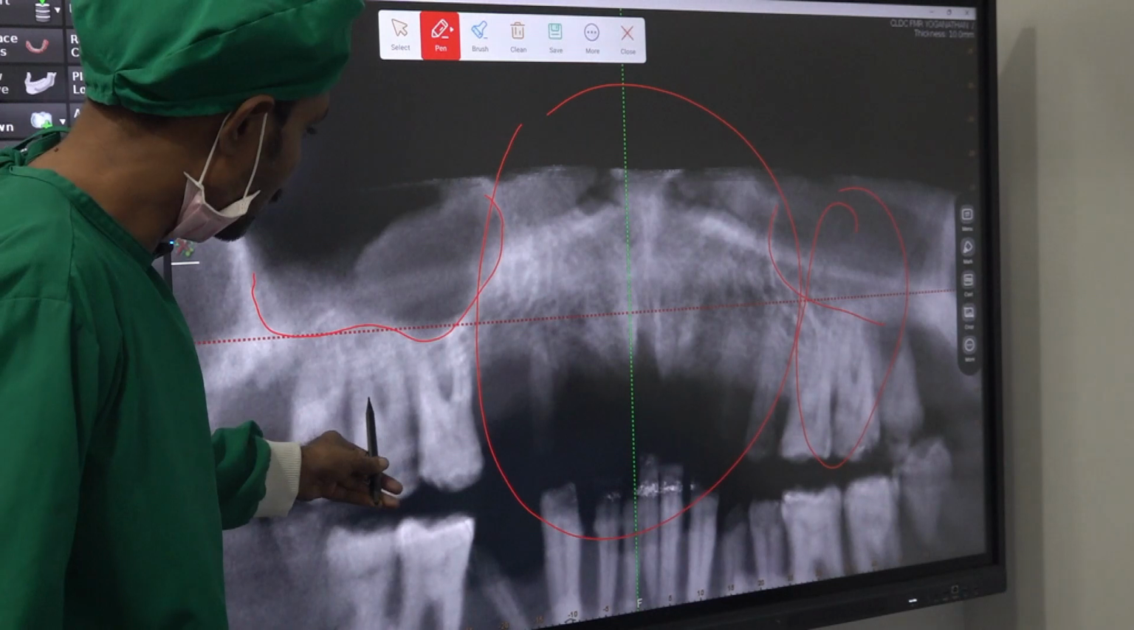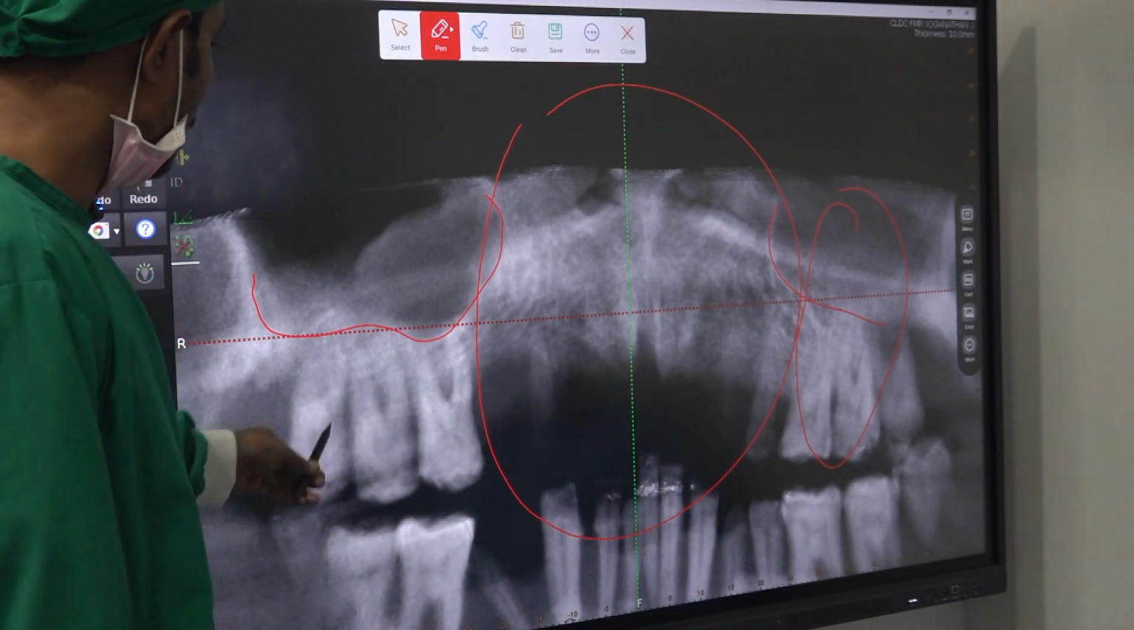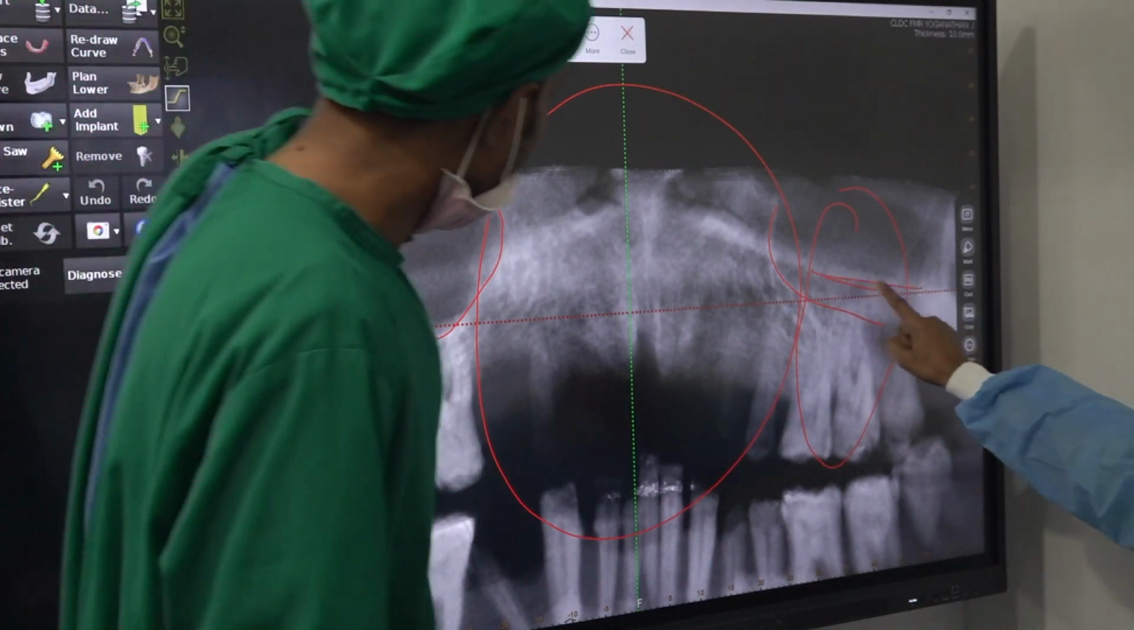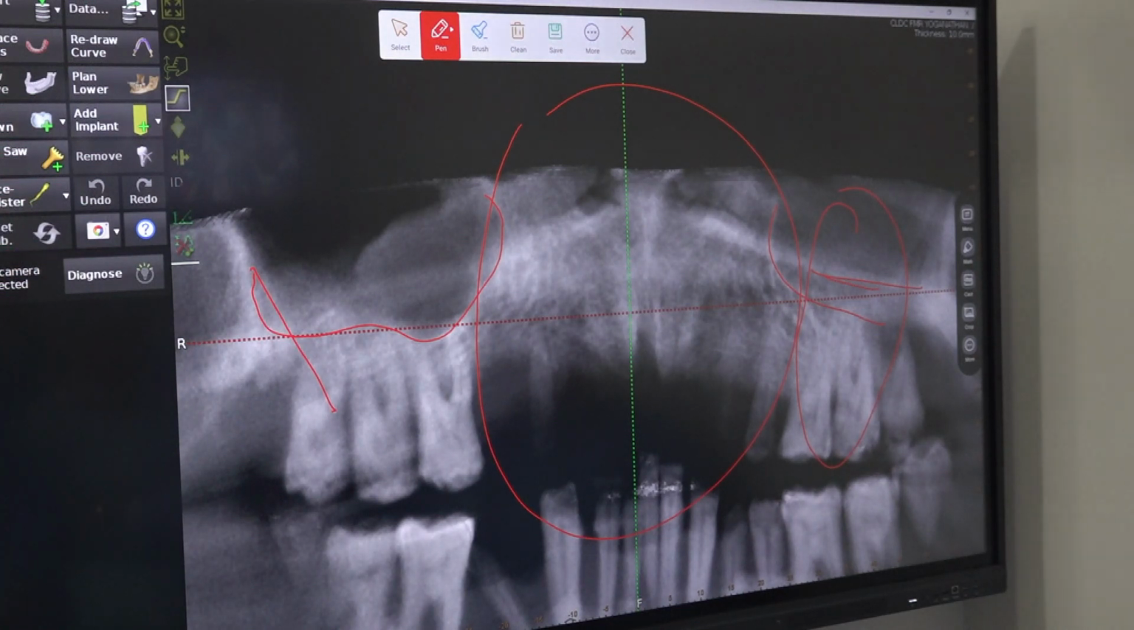Here also it looks somewhat good, maybe we can place in the palatal socket of 6 and 7. Otherwise we have to go to the hard palate. Yeah, maybe. So we will see the right molars first, both sides, the second circle we will see first.